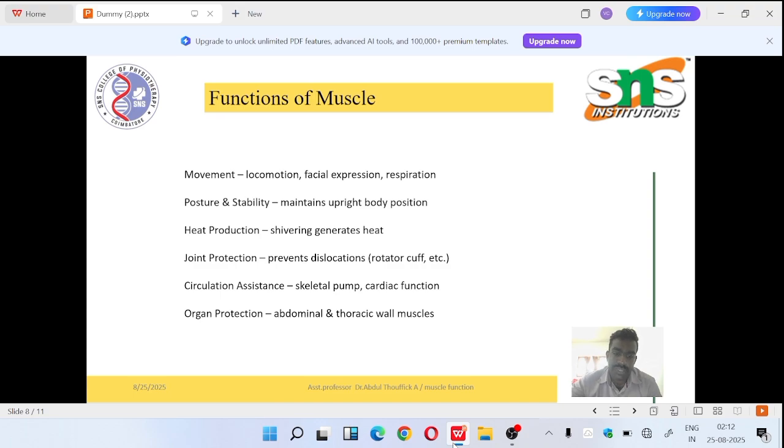What are the functions of muscles? Muscles have several vital functions. Movements such as locomotion, facial expression, and breathing. Posture and stability help us to maintain an upright body position. Heat production through shivering. Joint protection, preventing dislocation, for example by the rotator cuff. Circulation assistance, both in the heart and through the skeletal muscle pumps. Organ protection, such as abdominal and thoracic muscles shielding the internal organs.